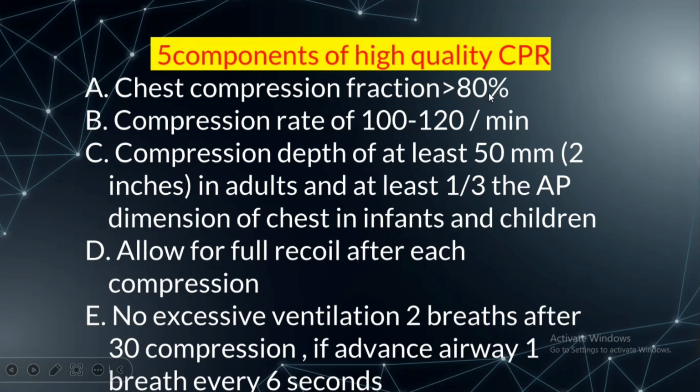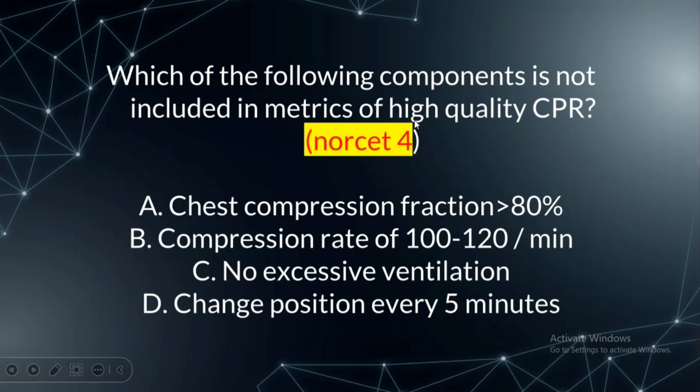And the last is that there is no excessive ventilation. You have to provide 30 compressions after 2 breaths, 1 breath every second, if there is no advanced airway available. If an advanced airway is available, you provide one breath every 6 seconds. In the question it was asked about metrics of high quality CPR. Metrics are measurable. How do you measure? With the chest compression fraction greater than 80%, the compression rate of 100 to 120, and no excessive ventilation, that is 30:2, or with the advanced airway 10 to 12 breaths per minute. The last option is wrong because you have to change position every 2 minutes, not 5, but that is also not a metric of high quality CPR. It is recommended to avoid fatigue in the CPR providers.